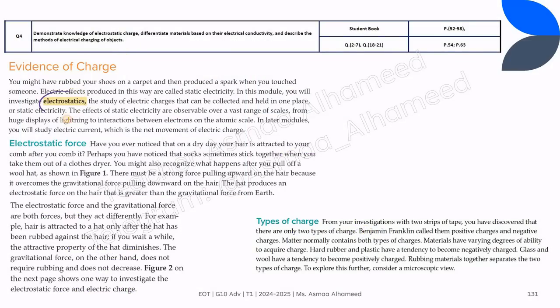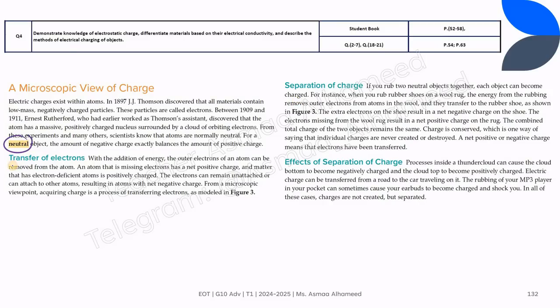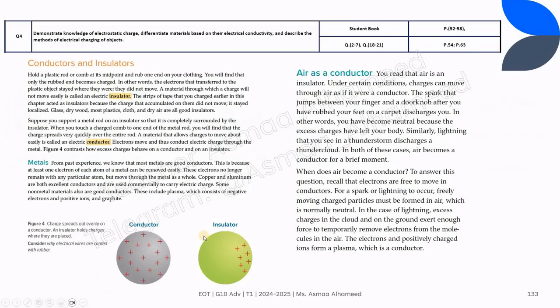So this is something we already discussed before. Electrostatics is the study of electric charges that can be collected and held in one place. I'll leave the rest for you to read. Here we have the types of objects. We have neutral, positive charge, and negative charge. If an object has a positive charge, it means the protons are larger in number than the electrons. If you have a negative charge object, it means that the protons are less in number than the electrons. And when you have a neutral object, then the number of protons is equal to the number of electrons. Here we already explained this before.